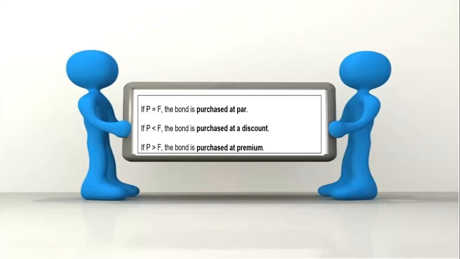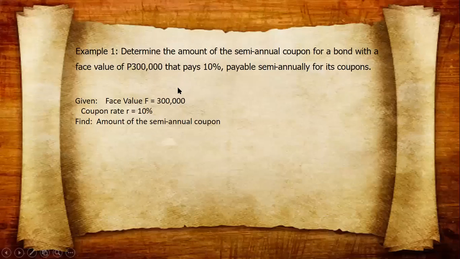Now, these are the ifs. If P is equal to F, the bond is purchased at par. If P is less than F, the bond is purchased at a discount. If P is greater than F, the bond is purchased at a premium. So, P is your present value and F is your face value. Let's have an example related to bonds.